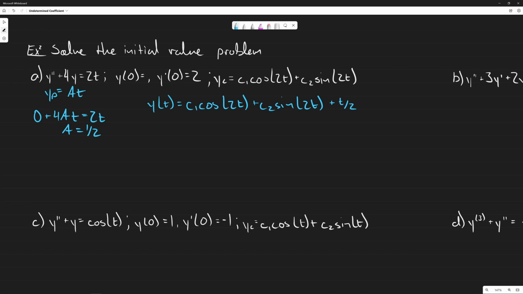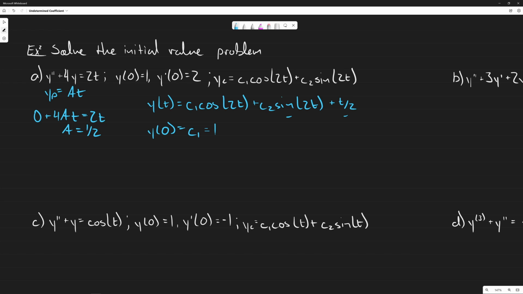So now we can plug in our conditions. At y of 0 equal to 0, the sine term is 0, so this would just be c1, and that is equal to, that's supposed to be a 1. I didn't actually see the other one. But okay, c1 is equal to 1.